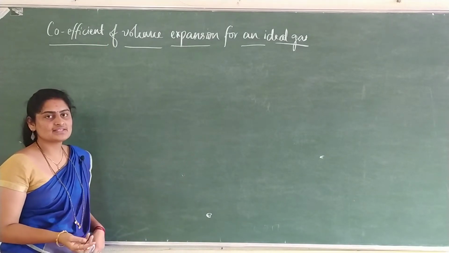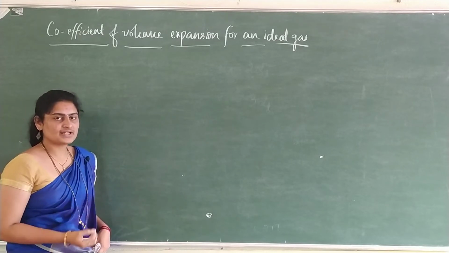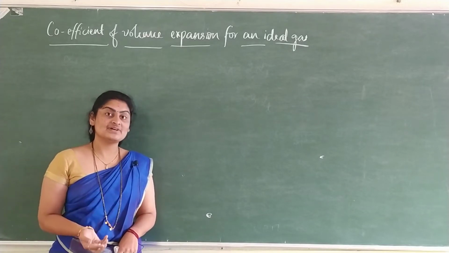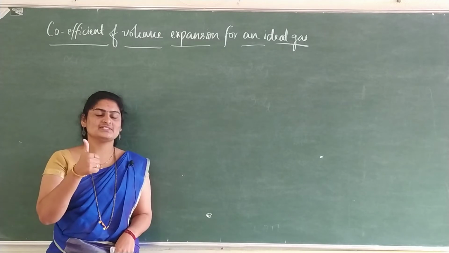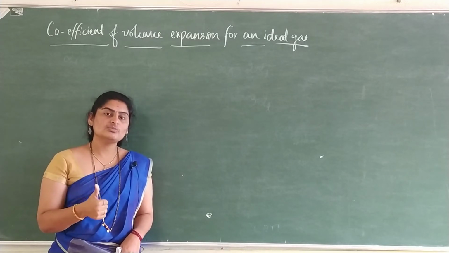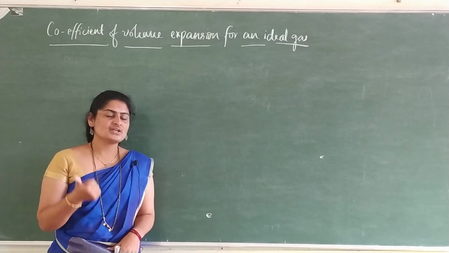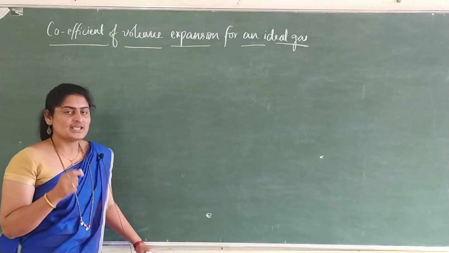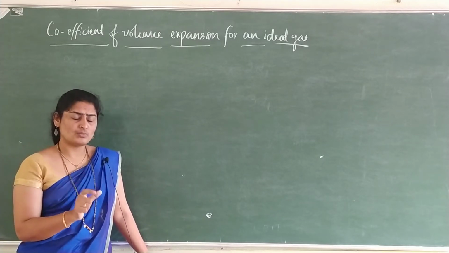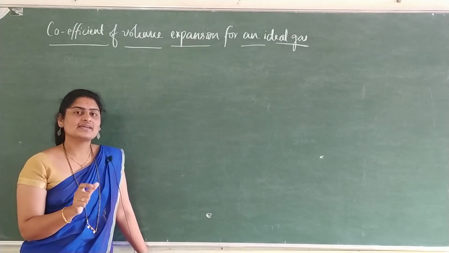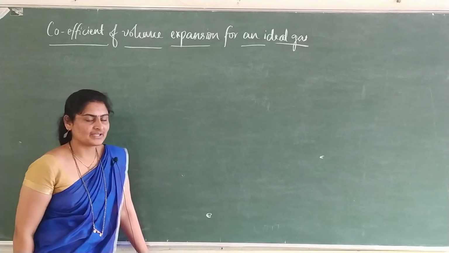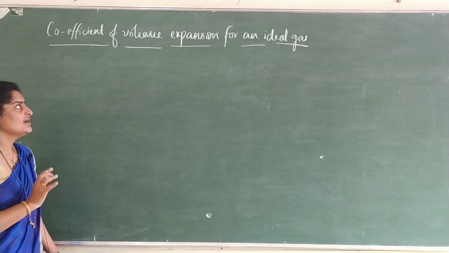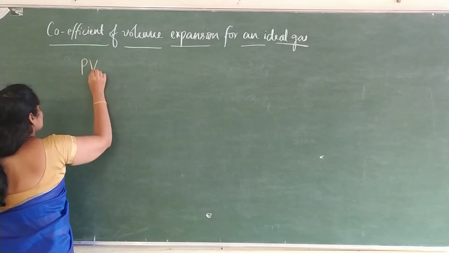An ideal gas or perfect gas is a gas which obeys Boyle's law and Charles' law perfectly. Boyle's law: at constant temperature, pressure is inversely proportional to volume. Charles' law says that at constant pressure, the volume of the gas is directly proportional to temperature. Second law: at constant volume, the pressure of the gas is directly proportional to temperature. If a gas obeys both Boyle's law and Charles' law perfectly, then the gas is said to be an ideal gas or perfect gas.